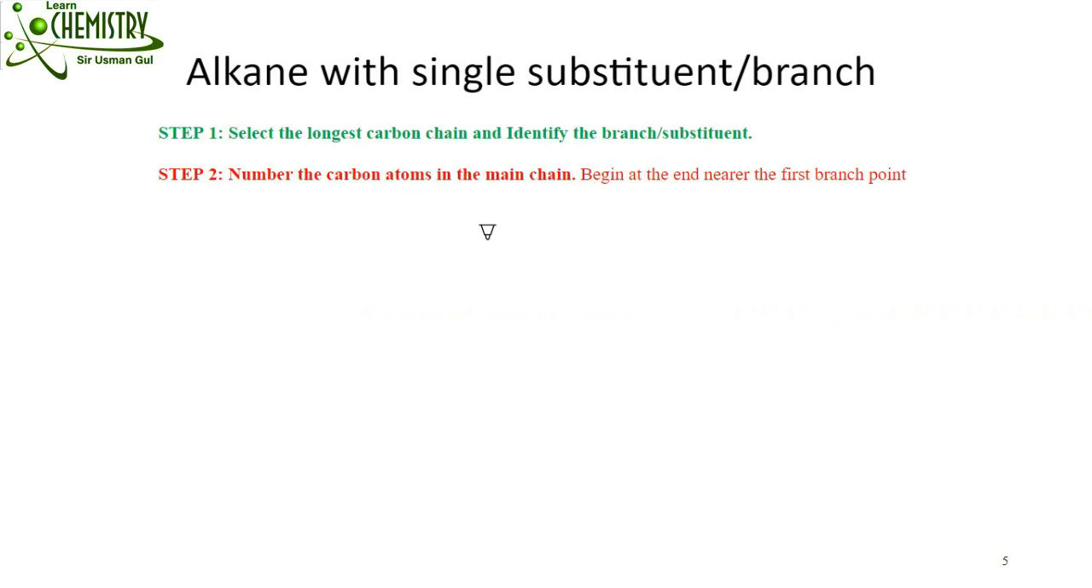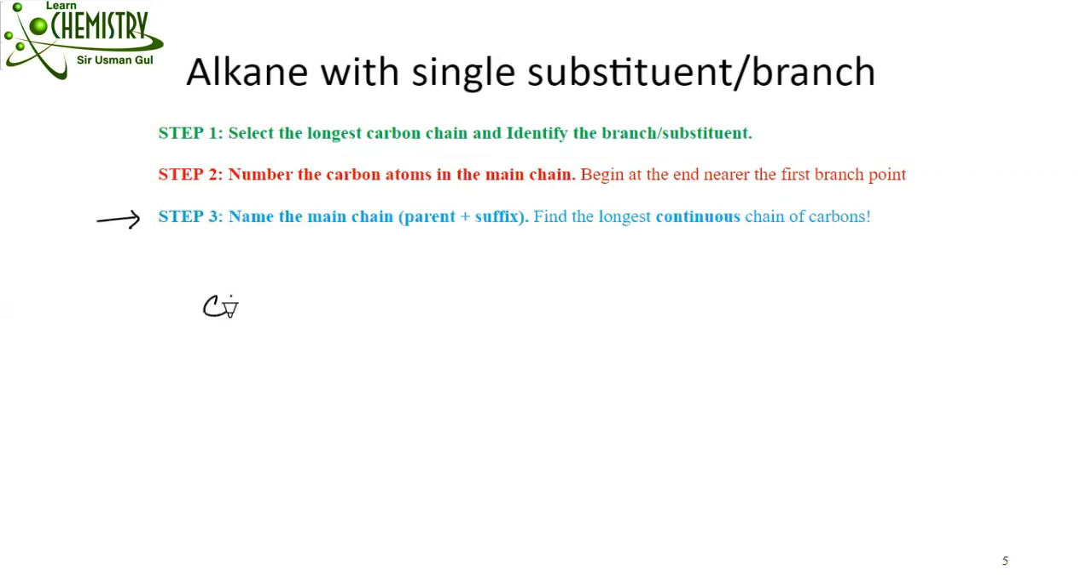Okay, we have to follow the third rule as well. Third rule is the same, that name the main chain, parent, the suffix. Find the longest continuous chain. Okay, we already know this one is the third step. Let me explain these 3 points with respect to an example. So let's suppose we have CH3, CH, CH3, CH3, sorry, CH3, and here another CH3 is there.